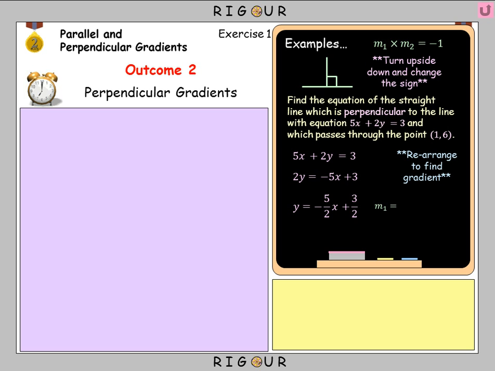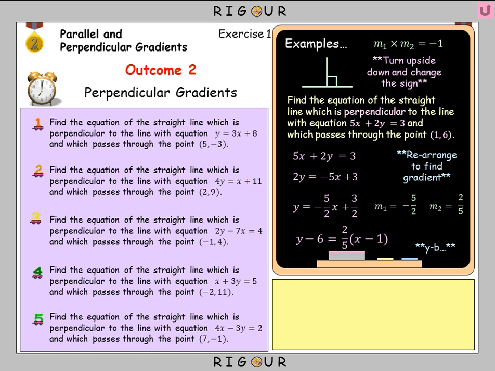So the gradient of our first line is minus 5 over 2, which means that for our perpendicular gradient, we turn minus 5 over 2 upside down and change the sign. So this will give us positive 2 over 5. So we sub the perpendicular gradient and the point on the line into y minus b, and that gives us y minus 6 equals 2 over 5 bracket x minus 1.